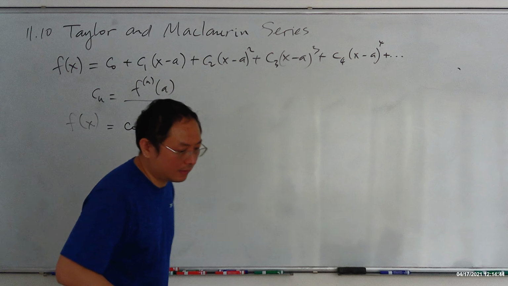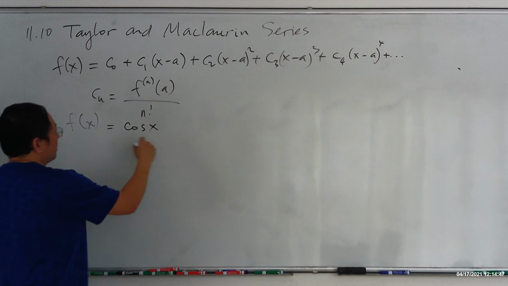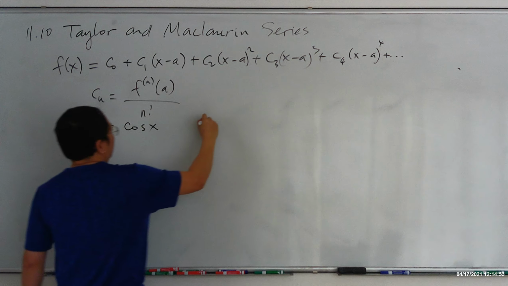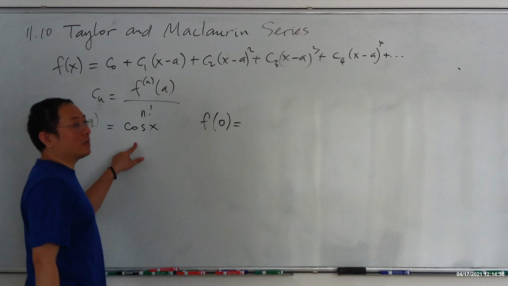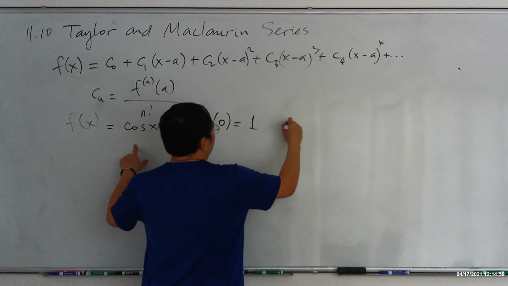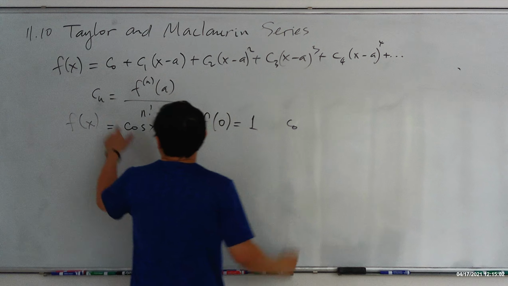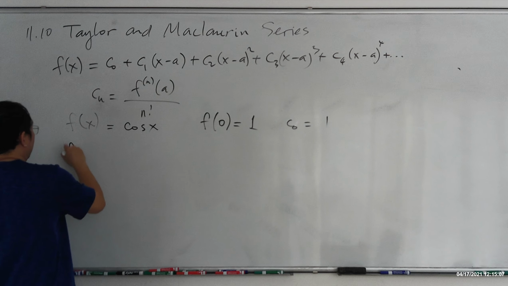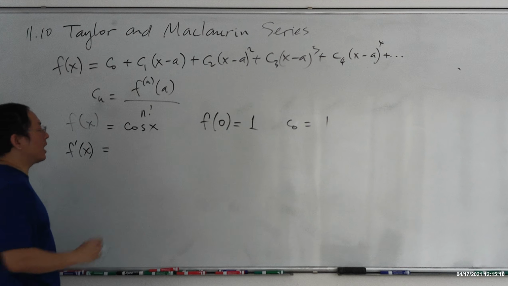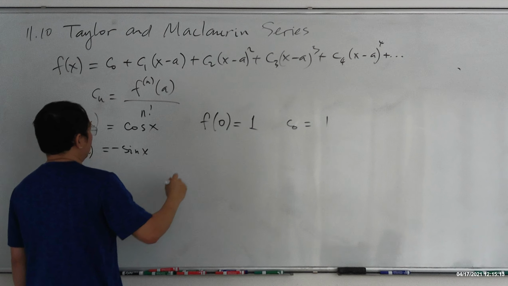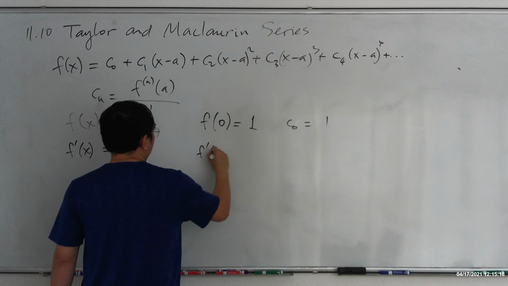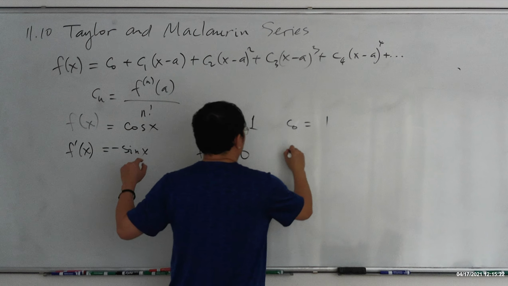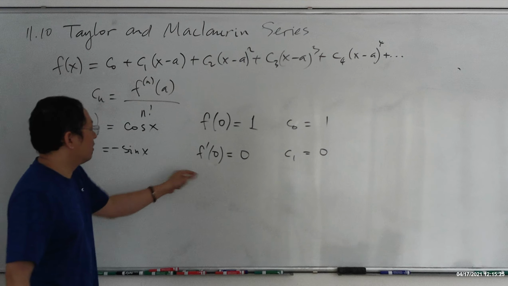How do we write it? f of x is cosine x. So center at 0. Okay, make it easy. My Maclaurin series. So x equal to 0. f of 0 is equal to cosine of 0. Cosine of 0 is equal to 1. And then C0 is equal to f of 0, which is 1. Okay? So f prime of x is equal to the derivative of cosine, which is negative sine x. So f prime of 0 is equal to negative sine of 0, which is 0. So C1 is equal to 0 because C1 is f prime of 0 over 1 factorial.